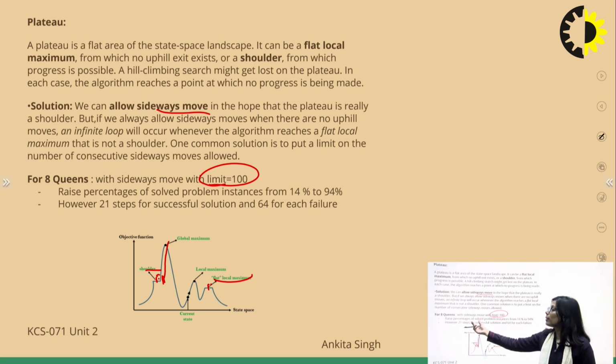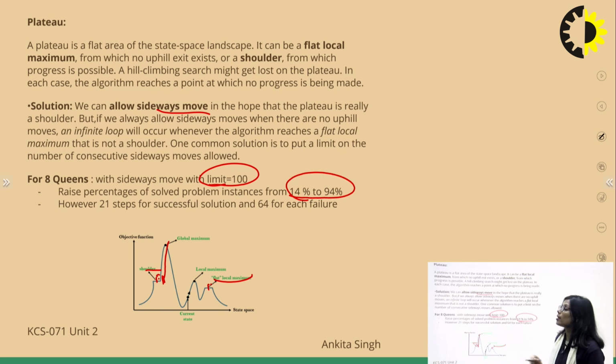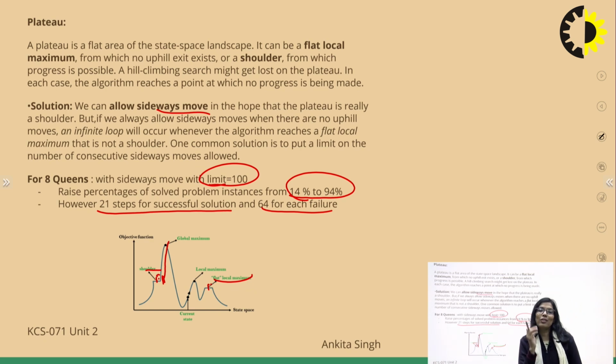So for 8 queens, if we allow the sideways move with a limit of 100, we can raise the percentage of solved problems from 14% to 94%. Earlier, my success rate was 14%. Now, my success rate is 94%. It is a significant improvement. But you can also see that it takes 21 steps for a successful solution and 64 to reach failure. Now, this is a disadvantage. If we are getting the solution, obviously we are taking more time if we allow sideways moves.